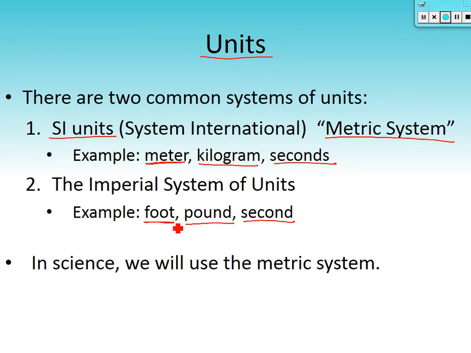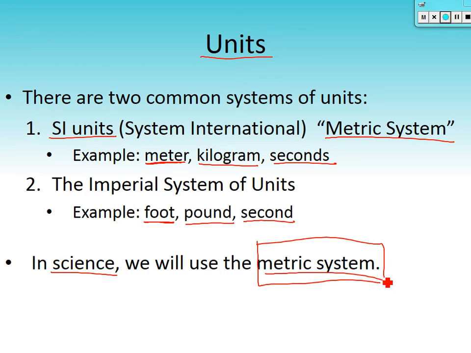In science, though, we're going to use the metric system. And there's a good reason for this. Scientists want to be able to communicate with other scientists throughout the world. And if we all use different units or systems of units, it would lead to some problems. So to make it easy for everyone, we don't have to convert from one system to another, all scientists use the metric system.